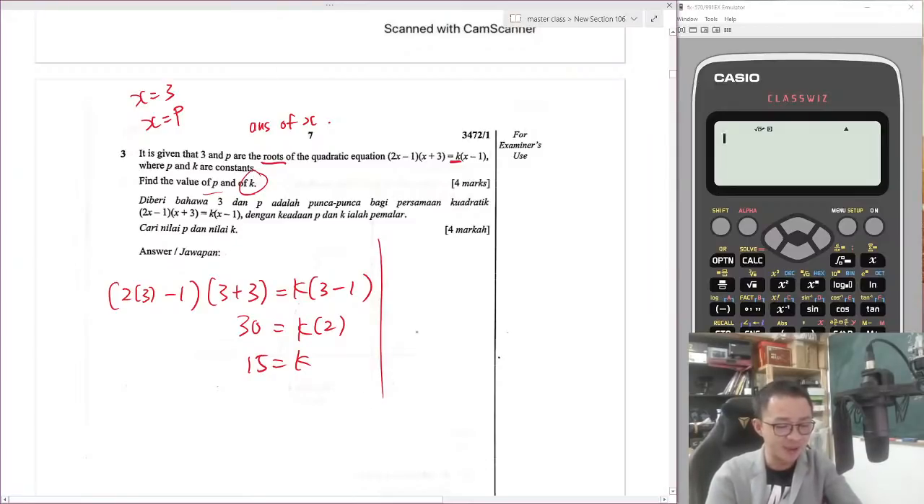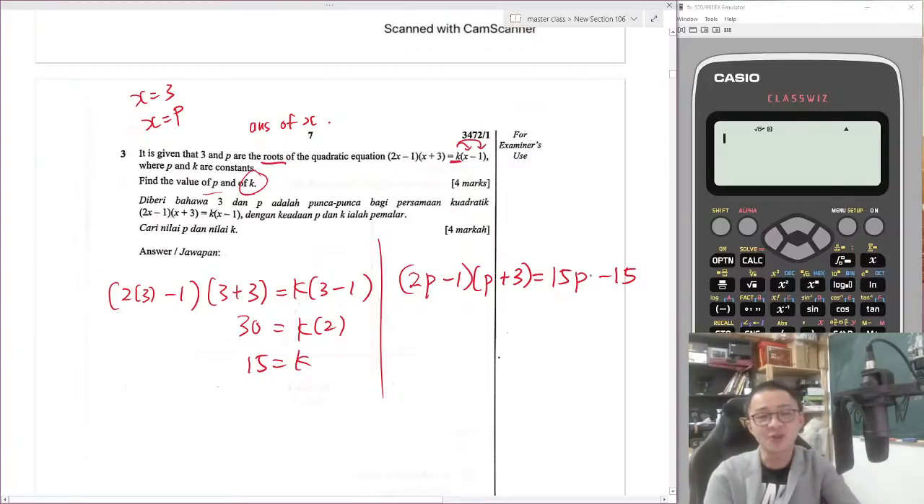So to get a p, I just need to sub the p into this equation again. So I can say 2p minus 1, and then this is p plus 3. K equals 15, right? So I get 15p minus 15. I expand the k into both, so I get 15p minus 15. I just need to solve this equation. I should be able to get the answer.